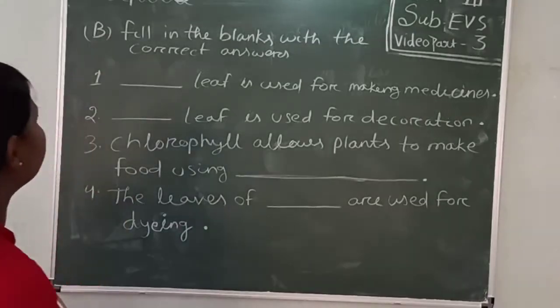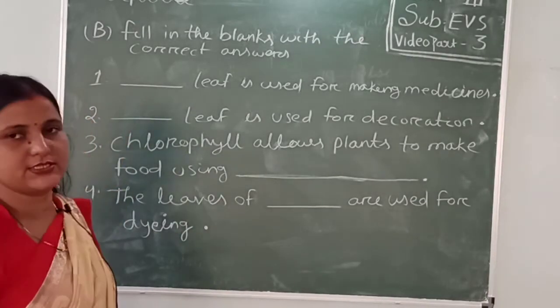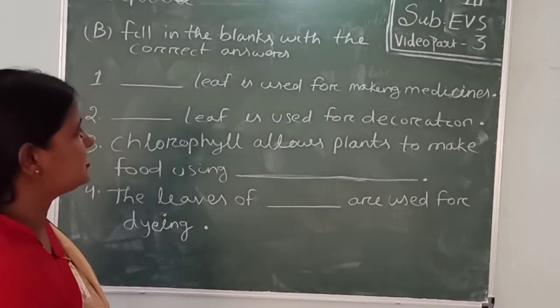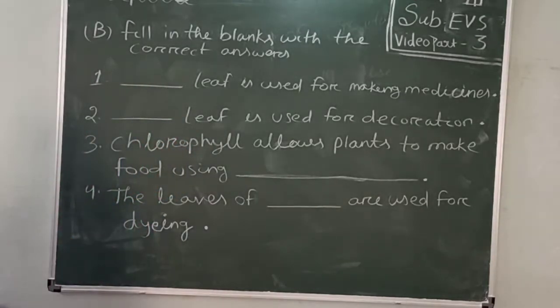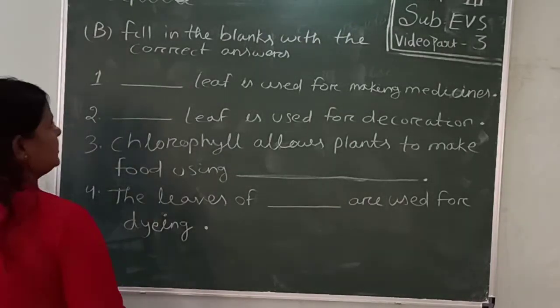Next your question number B. Your question number B is fill in the blanks with the correct answers. Okay. Here question number 1 is dash leaf is used for making medicines. Here your options are cactus, tulsi, lotus and croton. Which is correct? Tulsi. So you write here tulsi.